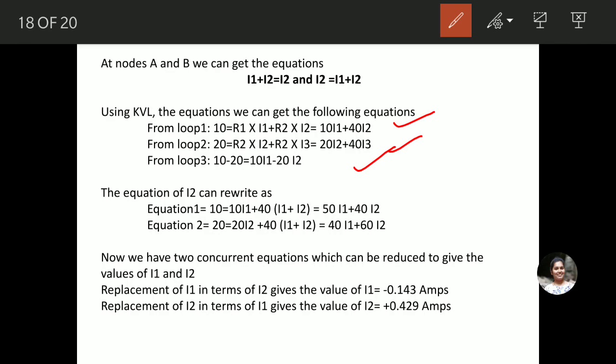Replacement of I1 in terms of I2 gives a value of I1 of minus 0.143 amps, and a replacement of I2 in terms of I1 gives you a value of I2 that is plus 0.429 amperes.